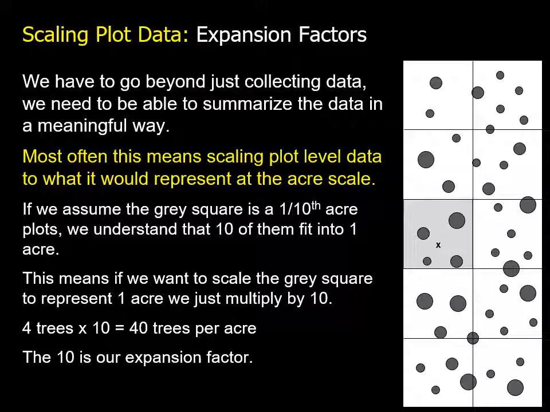Switching topics a little bit, when it comes to scaling fixed area plot data to represent a more useful scale of the data in terms of understanding what's happening at the per acre level, we can often take an individual plot, where these are 1/10th acre square plots, observe how many things were identified within that plot, and multiply that by a simple expansion factor to understand how many things per acre this represents. Since this was a 1/10th acre plot, all we want to do is know that 10 of these fit into 1 acre, or we want to take the reciprocal of this 1/10th acre plot being 10 over 1, so we multiply the 4 trees in the plot times 10 to tell us that we'd have 40 trees per acre, making our expansion factor the 10.